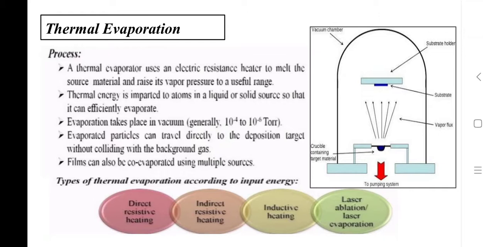Okay, now there are several types of this thermal evaporation according to input energy. So first is direct resistive heating, then indirect resistive heating, then inductive heating, laser ablation or laser evaporation. So these are some types of thermal evaporation.